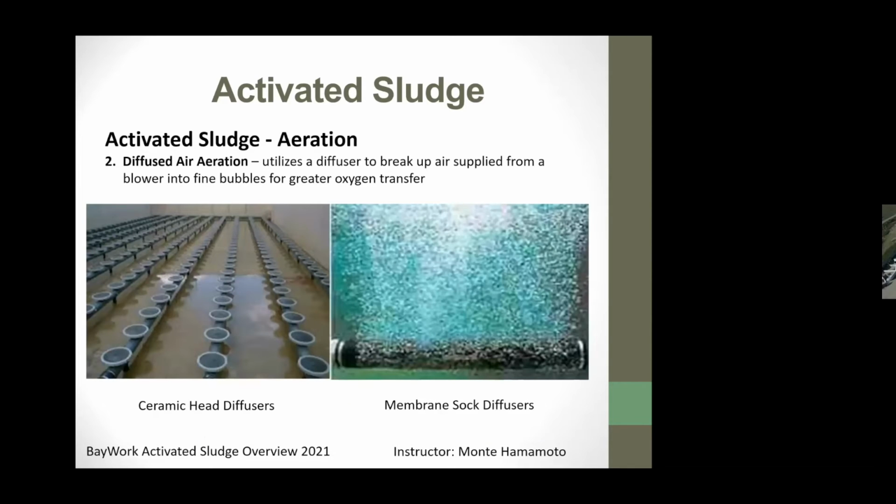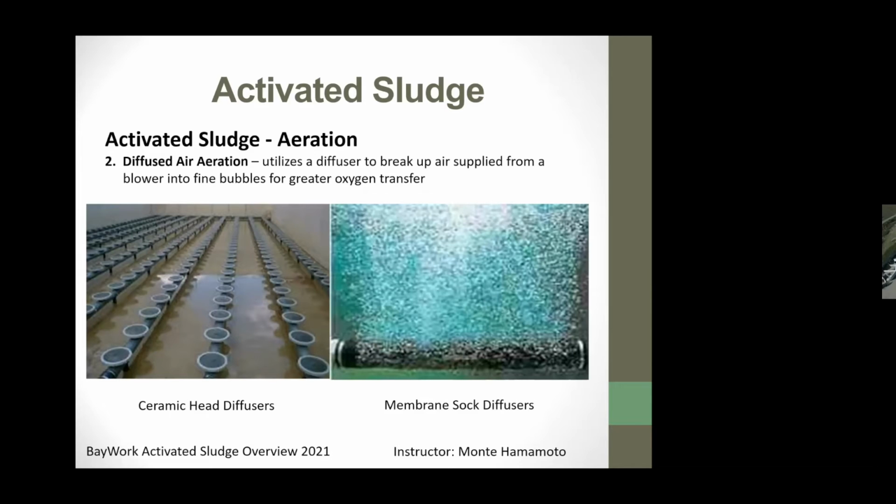Then you have diffused air, and you have a big compressor that's forcing air up through these diffusers, and it breaks it into smaller bubbles. And the smaller the bubbles, or the finer the bubbles, the more surface area you have. And then as you're mixing this and your bacteria is in there with its food, it's much easier for the bacteria to come in contact with this oxygen source. So that's why they use diffusers.